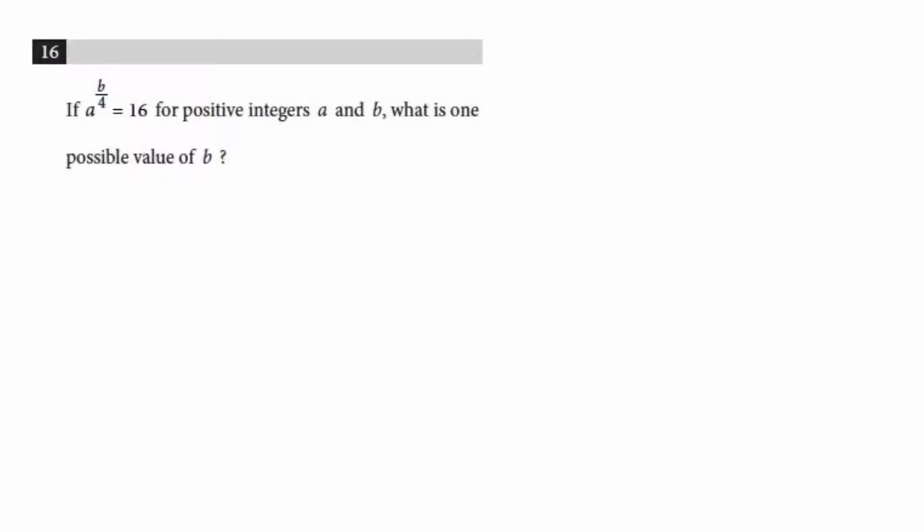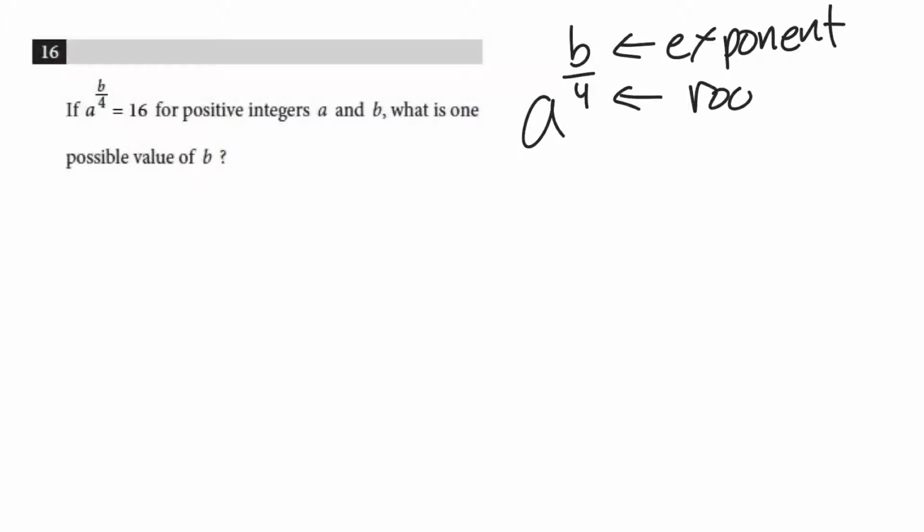16. If a to the b/4 equals 16 for positive integers a and b, what is one possible value of b? Okay, so we're going to have to use some properties of exponents here. We know that if we have a fractional exponent, the numerator is an exponent, and the denominator is a root. So what's significant here is, well, we're just looking for one possible value of b.